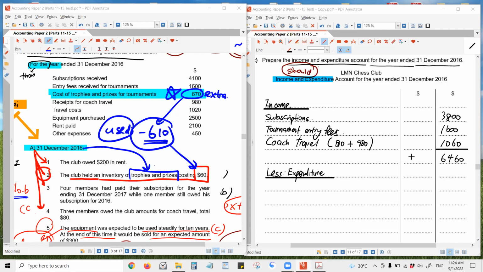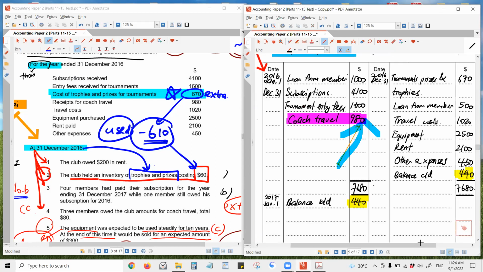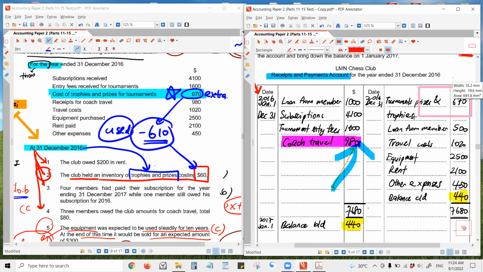Okay, now we are doing the income and expenditure account, the expenditure section. So we are looking for expenses of the club. Where to get expenses of the club? You observe the receipts and payments account you did earlier. First item, tournaments, prizes, and trophies. Okay, it so happened that we have to look at the same thing that I talked about just now. 670 is the amount you have actually paid during the year.